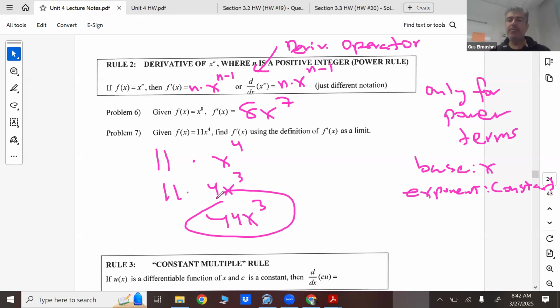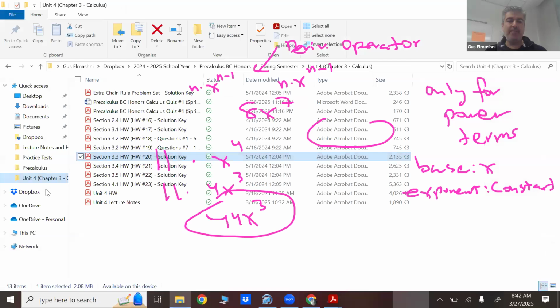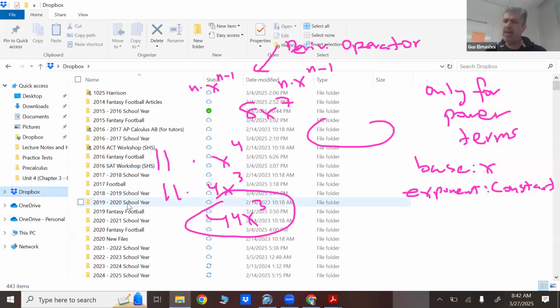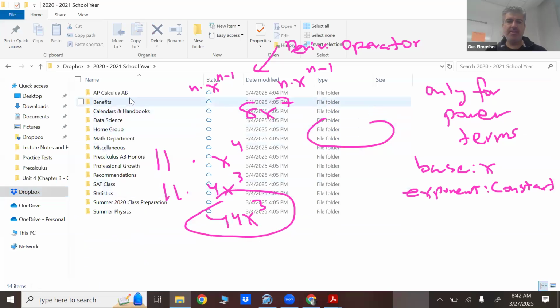By definition, f prime of x means doing the long way. I don't feel like it. You could. I just don't feel like it. It's just to prove to you. I'll show you the filled out notes really fast, which I think I have in Schoology. I don't know. Let's see.